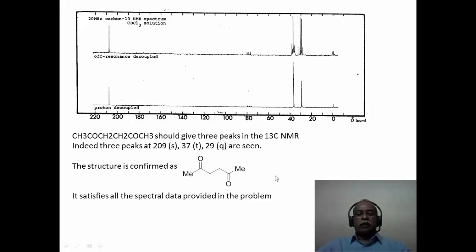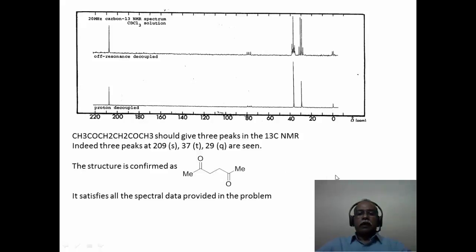In fact, all the spectral data can be explained on this basis. In the mass spectrum, fragmentation at this bond will give you the acetyl peak, the compound being symmetrical. If it breaks in the middle, essentially it will give half the molecular weight. The molecular ion peak is very clearly seen in this particular case.